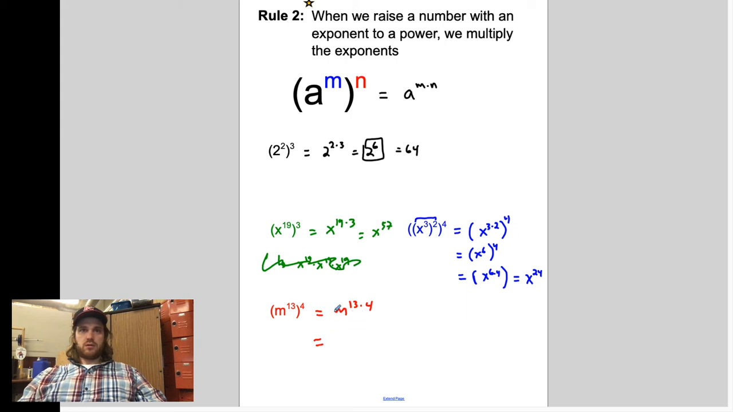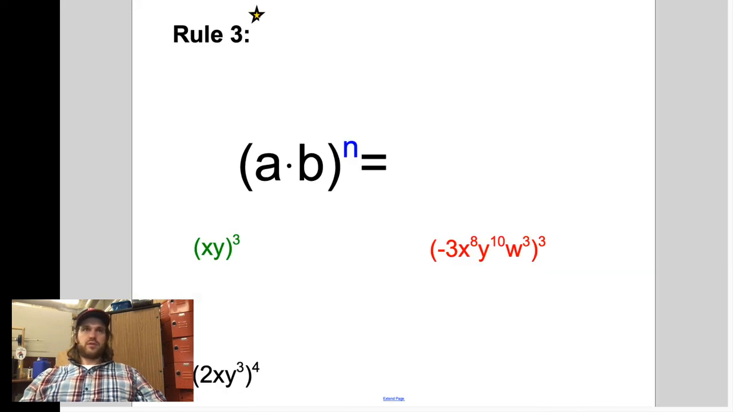Let's see. Key distinction there. M to the 13 times 4 is what we're going to do, which is m to the 52nd. Rule 3. Let's jump in.